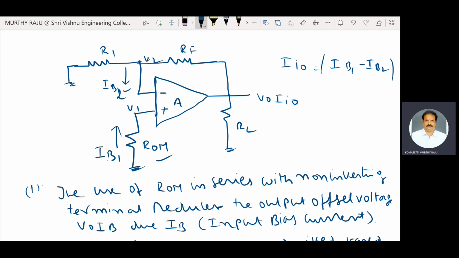Here two voltages are there, V1 and V2. Applying the superposition theorem, find out V0 due to IIO, from IB1 and IB2. Case 1: V1 is equal to 0, V2 is acting. V1 equal to 0 means the drop across ROM is 0, IB1 times ROM is equal to 0. Therefore, V2 is also 0.